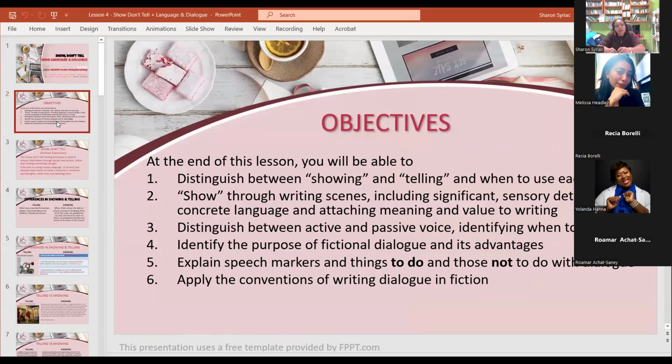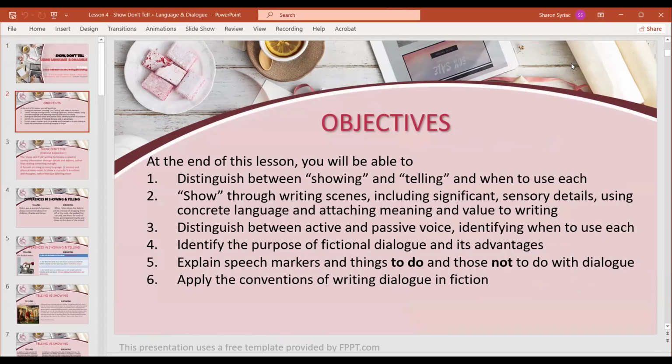So it is hoped that at the end of this lesson, you will be able to distinguish between showing and telling and when to use each. I will teach you how to show by writing scenes, including significant details, sensory details, using concrete language, attaching meaning, and so forth.